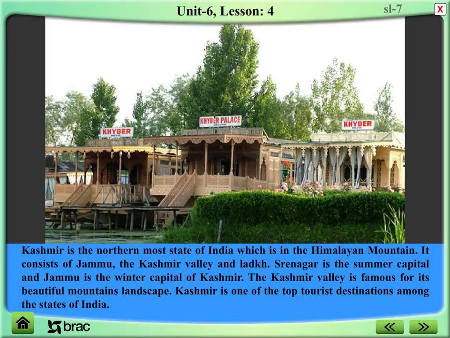Kashmir is the northernmost state of India, which is in the Himalayan mountain. It consists of Jammu, the Kashmir Valley and Ladakh. Srinagar is the summer capital and Jammu is the winter capital of Kashmir. The Kashmir Valley is famous for its beautiful mountains landscape. Kashmir is one of the top tourist destinations among the states of India.